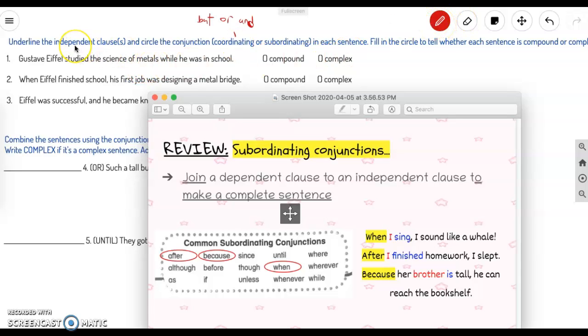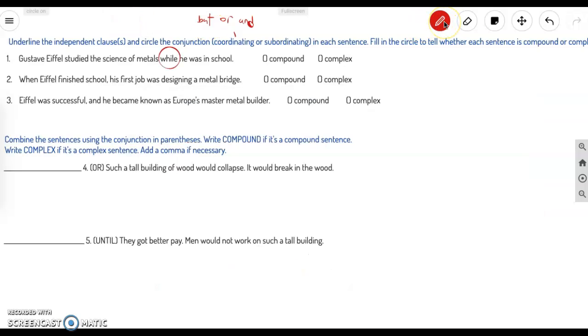What is our independent clause? An easy way to do this is find the conjunction first. So what is the conjunction here? While. Is that coordinating or subordinating? Subordinating. Let's circle that. So now it's easier for us to see. What is the independent clause? Gustav Eiffel studied the science of metals. Very good. That's a complete thought.